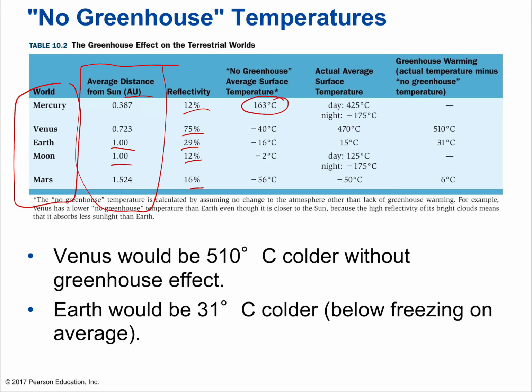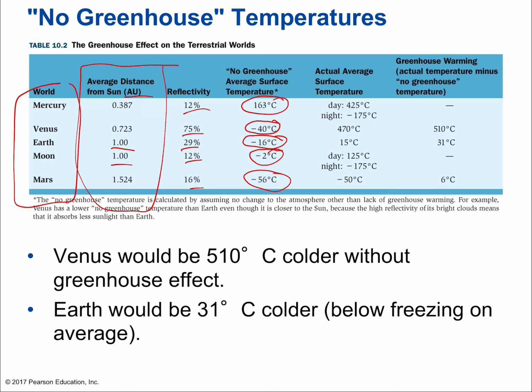But as soon as we get away from Mercury, the temperature falls off quite a bit. Venus would be -40. Earth would be -16. The moon would be -2, and Mars would be -56. It's so far away from the sun. These temperatures are based also on the rotation. And then we get to the actual average surface temperature.